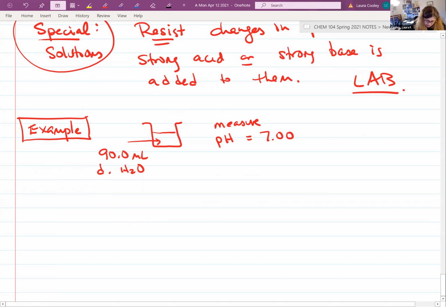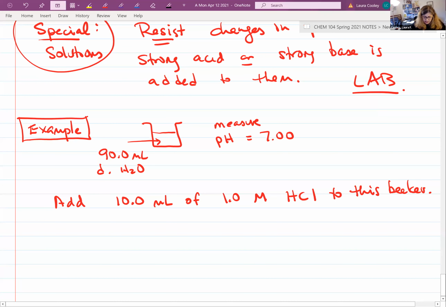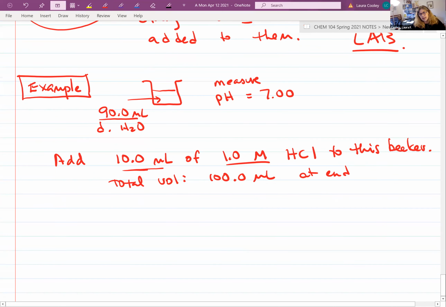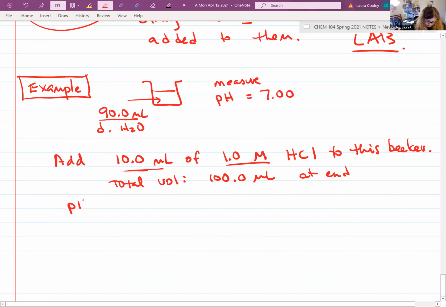And now what I'm going to do, and I wish I could do it in a different color, but I can't, is I'm going to add 10 milliliters of 1 molar hydrochloric acid to this beaker. Okay, so basically I'm adding 10 milliliters of 1 molar HCl, and the total volume is going to be 100 milliliters at the end, because it's going to be this 90 plus this 10. Okay, so if I want to figure out what is the pH, how do I figure that out?